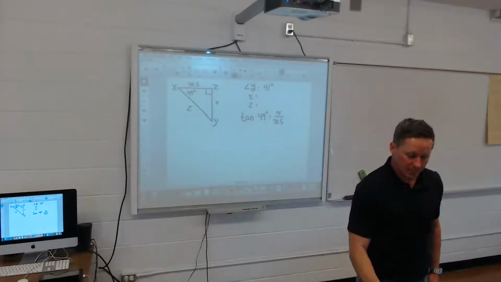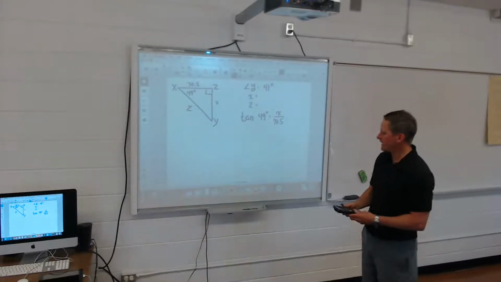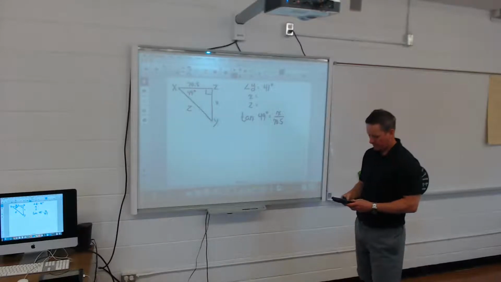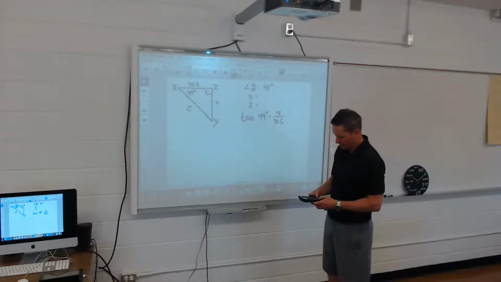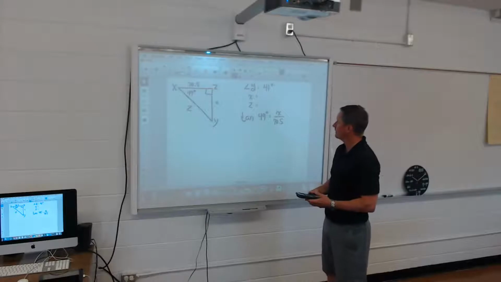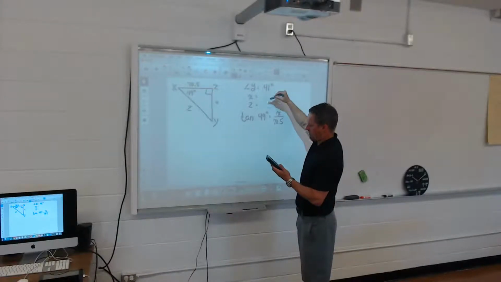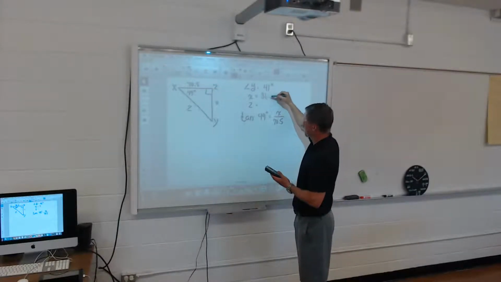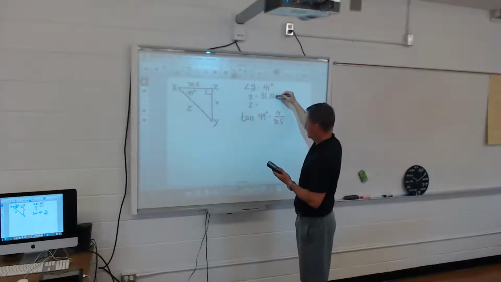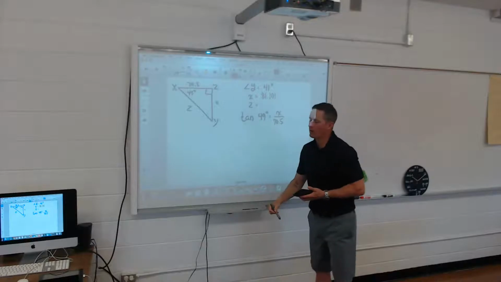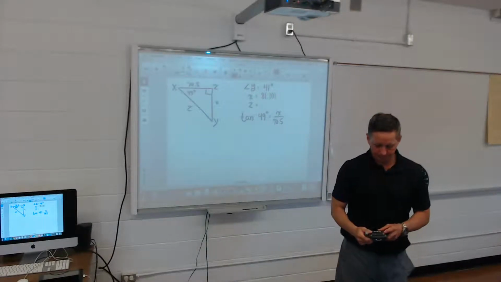Again, simple multiplication now. I take 70.5 times the tangent of 49. And my X value is 81.101.